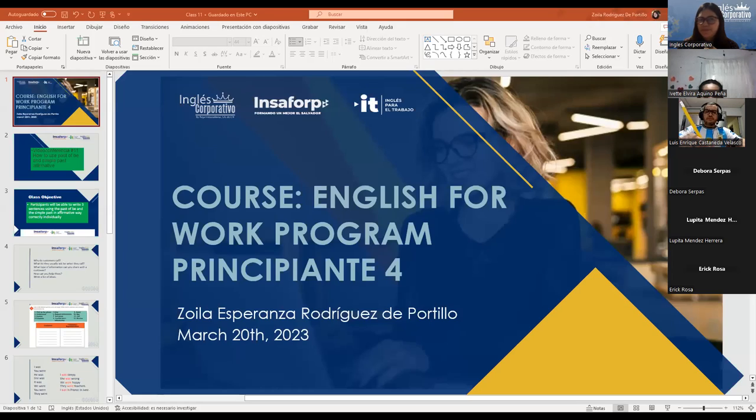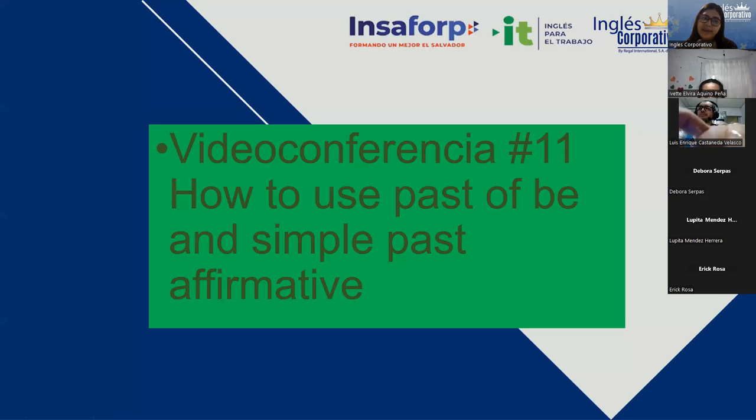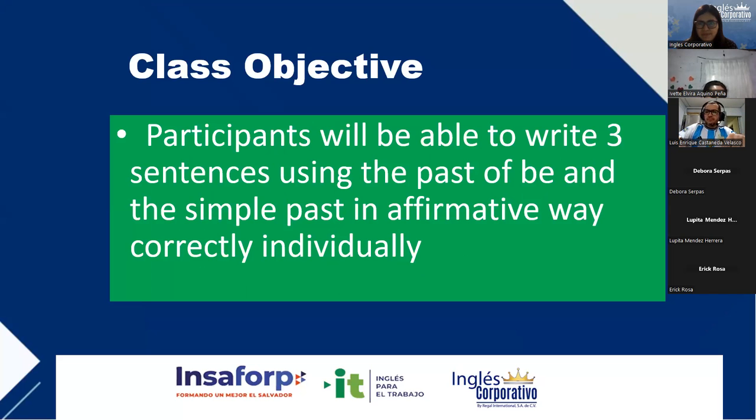Let's see, I'm going to share. Today is March 20th, right? Okay. And this is our video conference number 11. How to use past to be and simple past affirmative. So we're going to be talking about the verb to be in the past, and the other verbs in past, but in affirmative. Today, only affirmative sentences. And the objective: participants will be able to write 3 sentences using the past of be and the simple past in affirmative way correctly and individually.